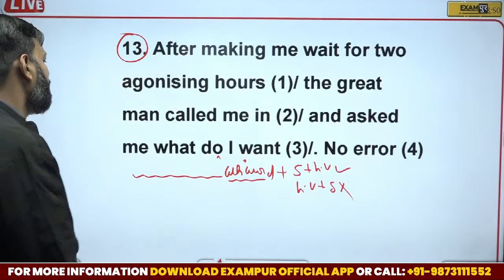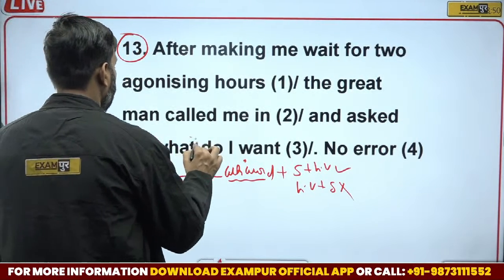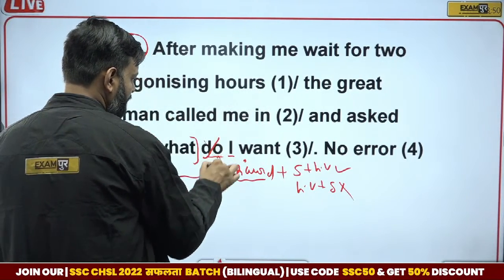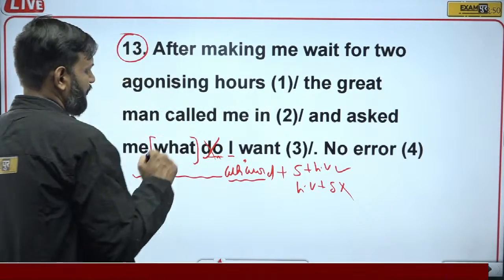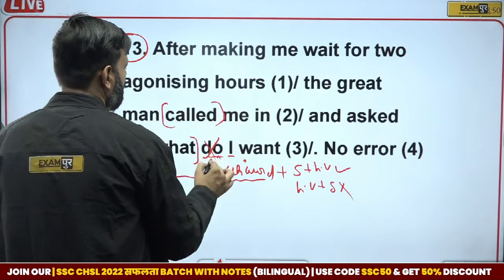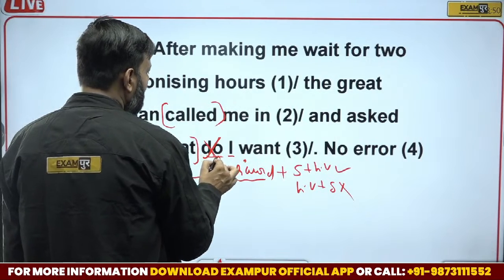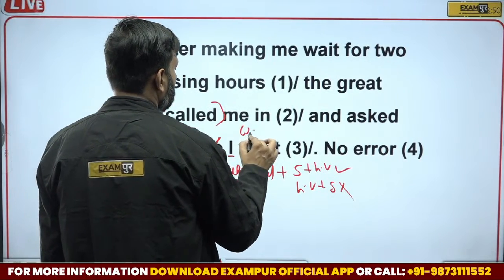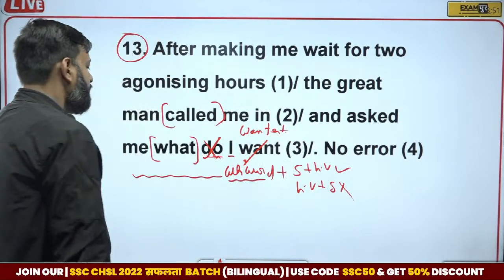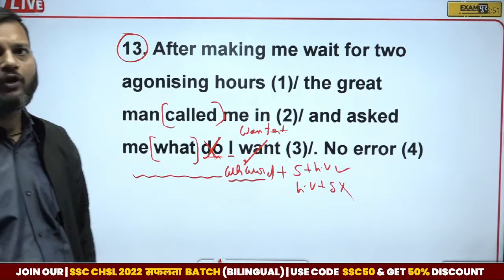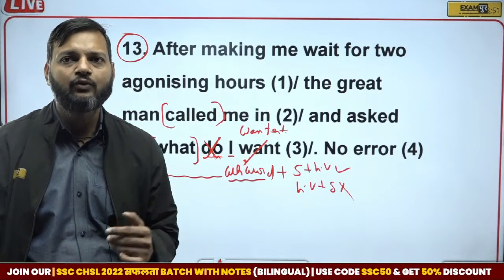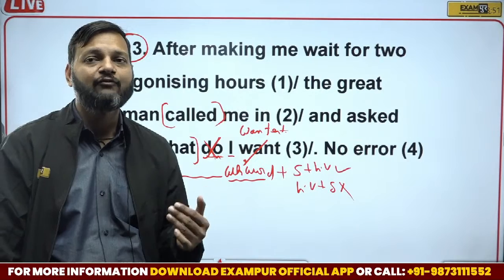Now as you can see here, we have a WH word what followed by helping verb and subject. So we have to remove do. Now one more thing, this sentence is in past. So we have to remove do and replace want by wanted, because it should be in past. What do I want will be replaced by what I wanted.